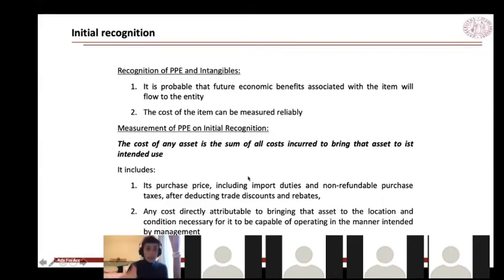What else? Yes, the cost that can be capitalized when the asset is initially recognized also includes its purchase price, import duties, discounts, and so on. And also any cost that can be directly attributable to bringing that asset into the specific location and use. Okay?